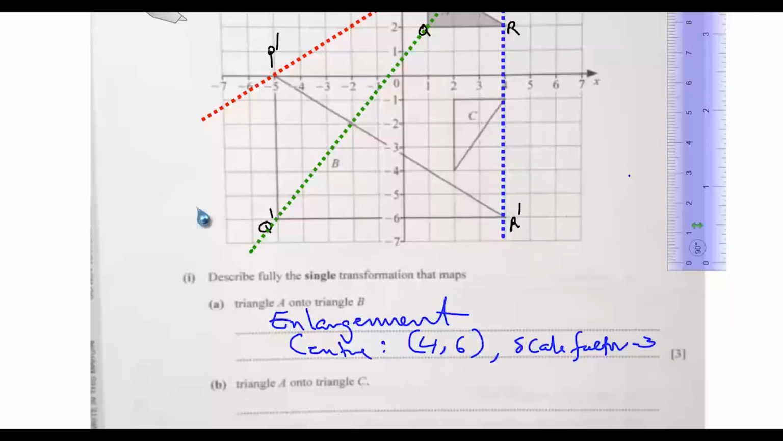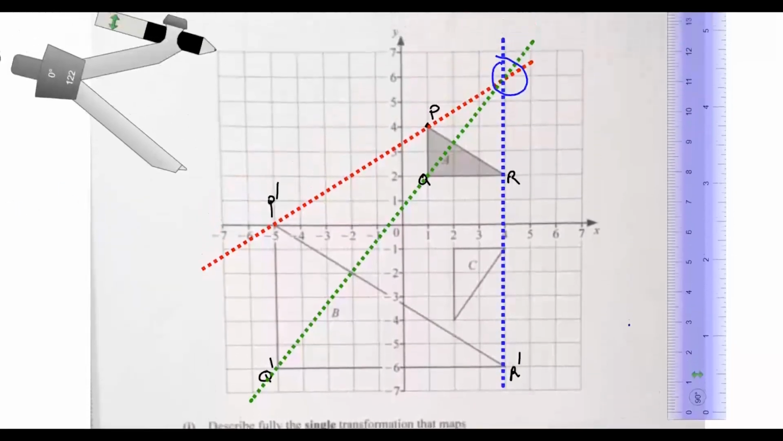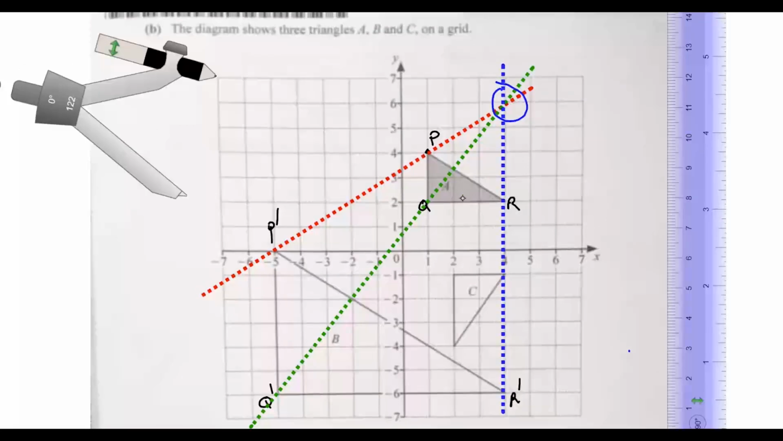Okay, so let's go to the next one. The triangle A onto triangle C. So let's go to triangles A and C. This is triangle A here. This is triangle C here. Of course, it is not enlargement, it is not translation, and it is not reflection. Okay, it is obvious. So this will be rotation. If you look at it very well, it is turned like this.